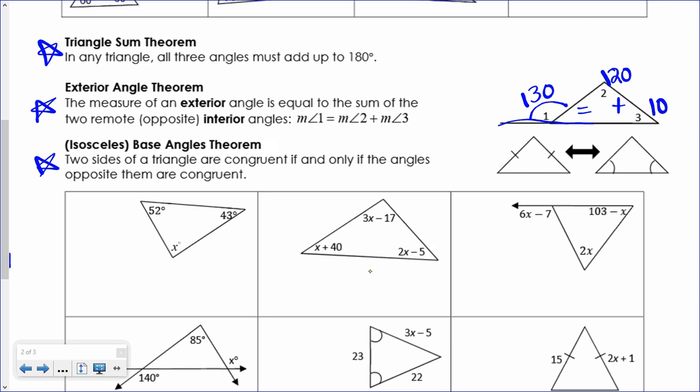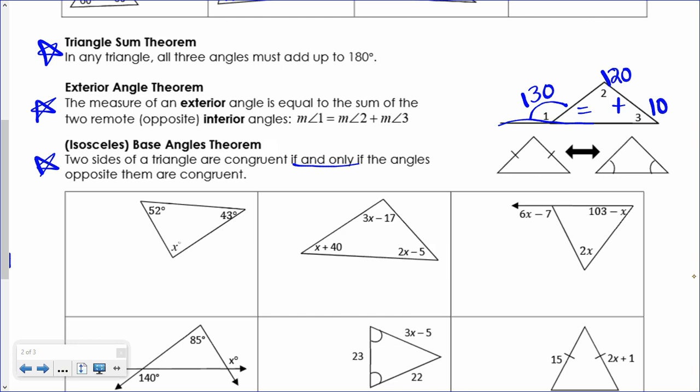It also works the other direction. Do you guys remember what a statement is called if you have if and only if? Biconditional. So this means that it works both ways. If you see two congruent sides, you have two congruent angles, or if you see two congruent angles, you have two congruent sides. So that's why I drew this double arrow here. So it goes both ways. If you have the sides, then you have the angles, or if you have the angles, you have the sides, it works both ways. So that's something you guys will be using as well to help you solve. If you see that these two angles are equal, then the two sides are equal. You can just write an equation.